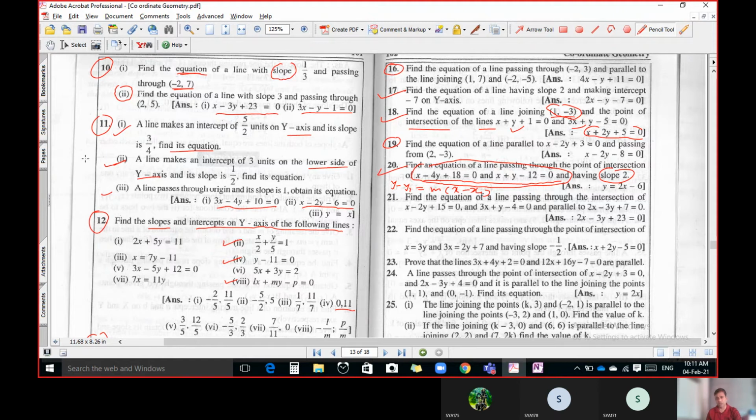Let us solve. Let us start. Question number 16. Find the equation of a line passing through the point (-2, 3). So one point is given, (-2, 3), and the line is parallel to the line joining this and this. So first of all, let us find out the slope of a line passing through these 2 points.